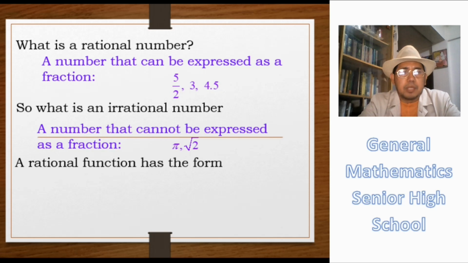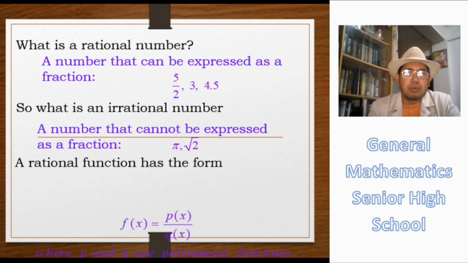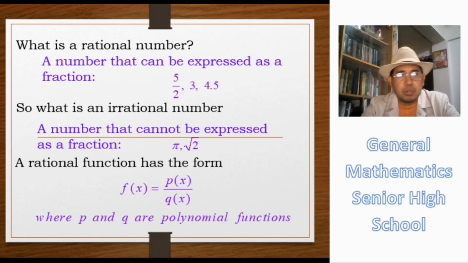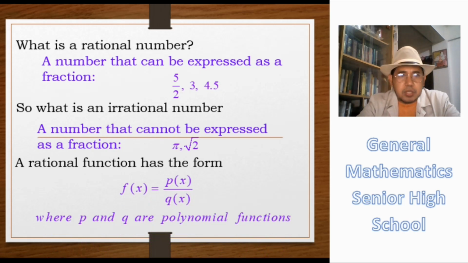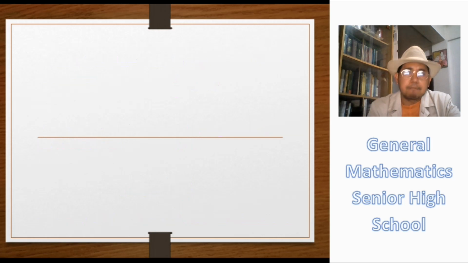Another one would be the form of the rational function. Now, what is the form of a rational function? The form is always written as f of x is equal to p of x over q of x. Now, p and q in here are considered to be polynomials.